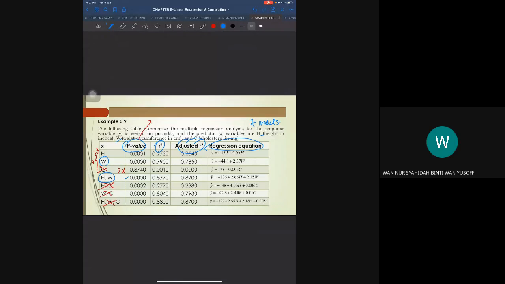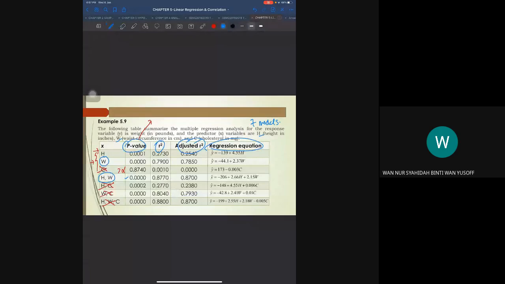Let's say the highest adjusted R square is at HW, 0.9 here. Still, we cannot choose WC because of C. So we go straight to HW, because the rest we cannot choose because of C.